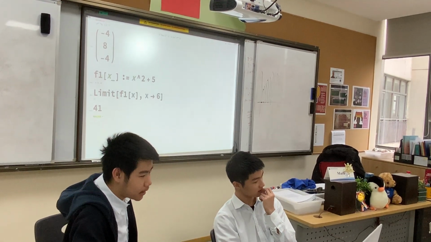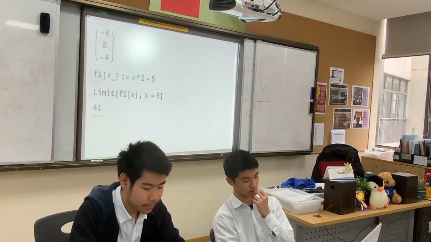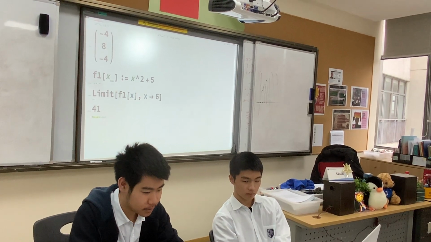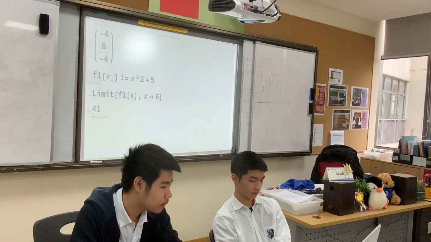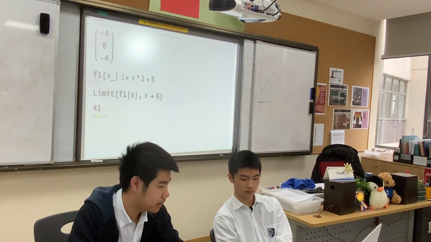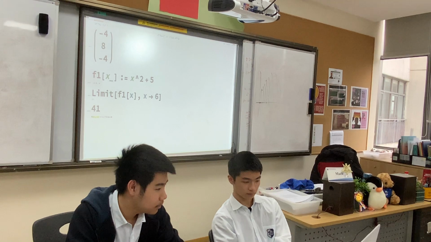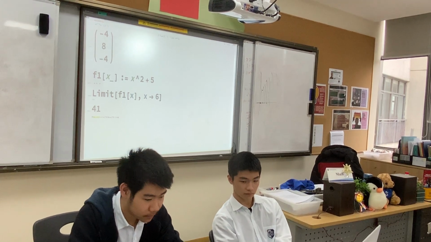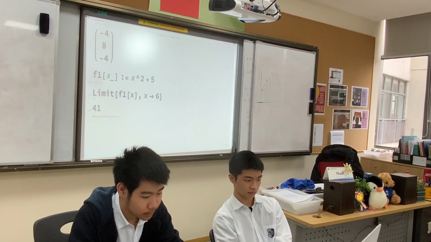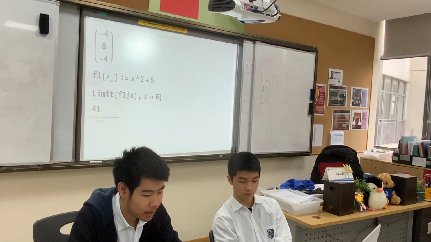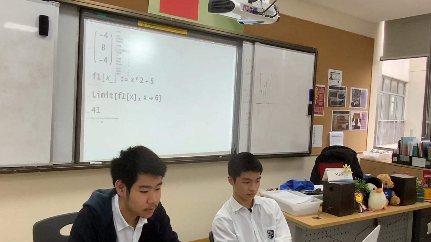Colon equal sign, and then let's say x y squared divided by y x squared minus x y. Let's define this function. Okay, now Mathematica knows this function as well.